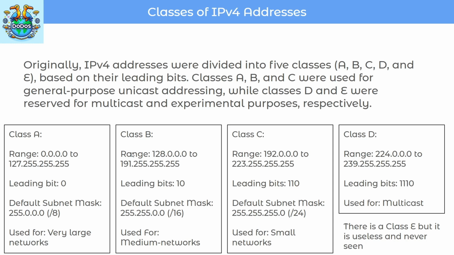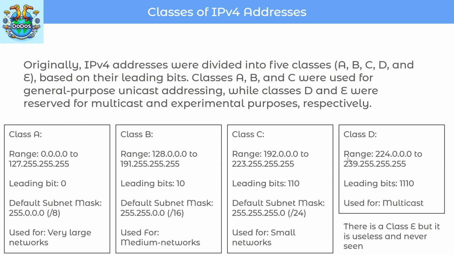Class B, its range is 128.0.0.0 to 191.255.255.255. Leading bits are 10, and the default subnet mask is 255.255.0.0. It's a /16, and it's used for medium networks. Class C, its range is 192.0.0.0 to 223.255.255.255. Leading bits are 110, and the default subnet mask is 255.255.255.0, and its prefix is /24. It's used for small networks.